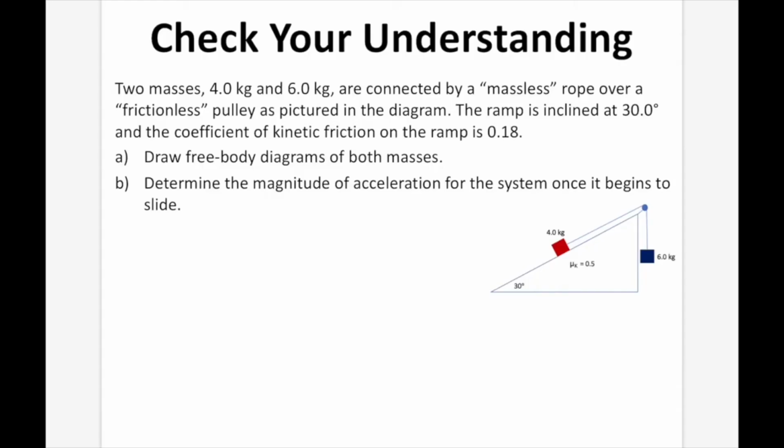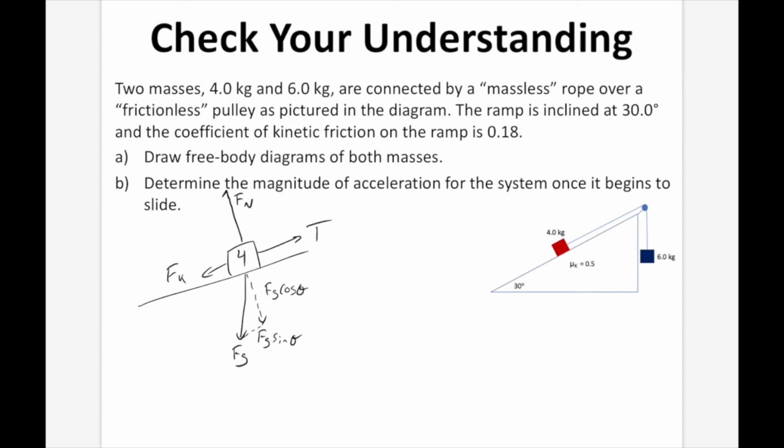Okay, so for A, we're going to be looking at our 2 masses. So our first mass is going to have tension, friction. It's going to have Fg, and then it's going to have its components of Fg. That's going to be Fg cos theta, and this one's going to be Fg sine theta, and then we're going to have an Fn like that. And that's going to have a mass of 4 kilograms. And then for our second mass, we're going to have Fg, and we're going to have tension.